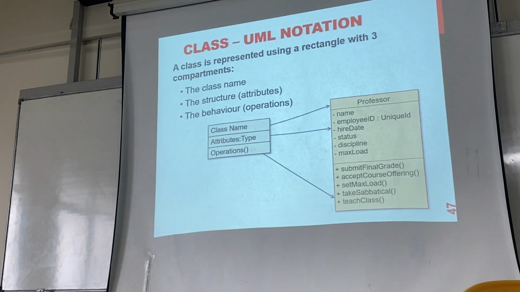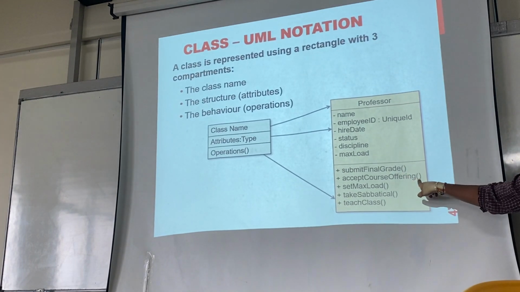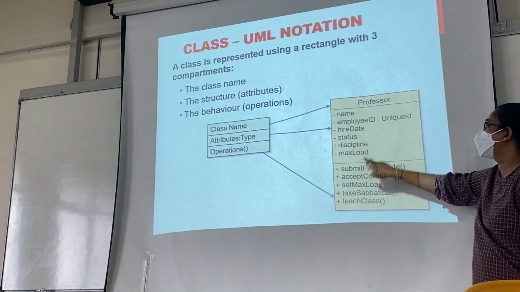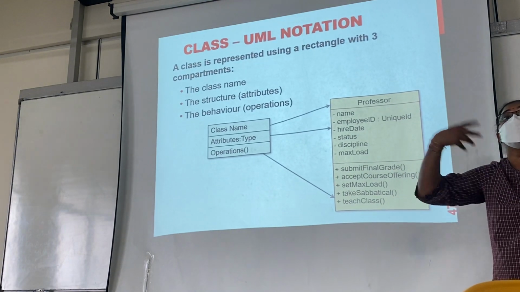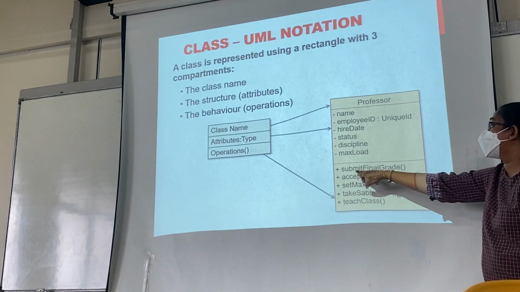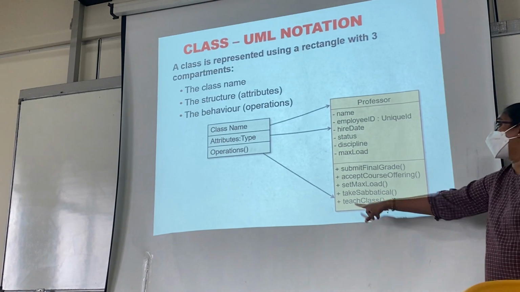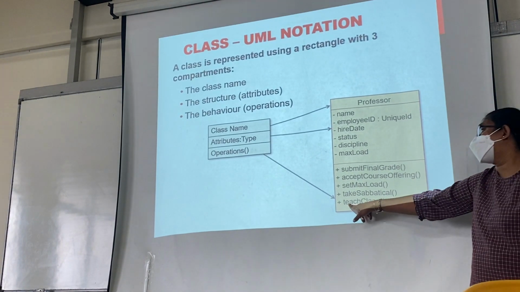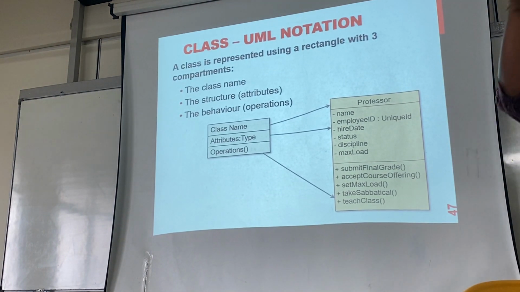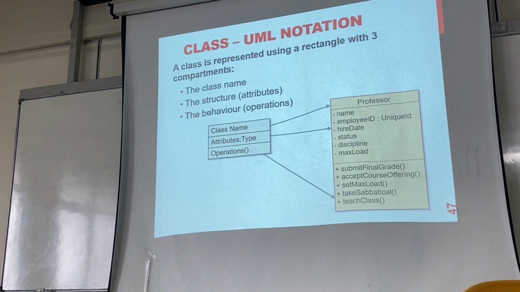Okay, how many methods or operations are there? 5. Okay, why operation? Because you see, it's a function, it's a method. So all those are operations. So you see, for professor, you can submit final grade. Whatever function professor can implement. A professor can accept course offering. A professor can submit final grade. A professor can set maximum load for a course. A professor can take some sabbatical. A professor can teach class. All this can be done by a professor. So all these are the functions available in the system under professor. That's the meaning. Okay?